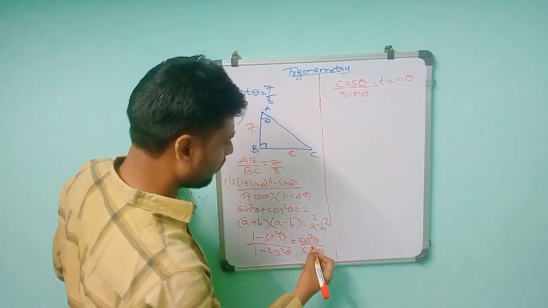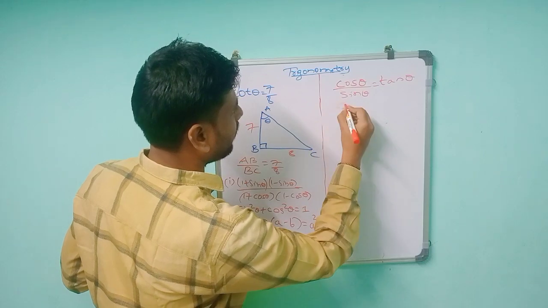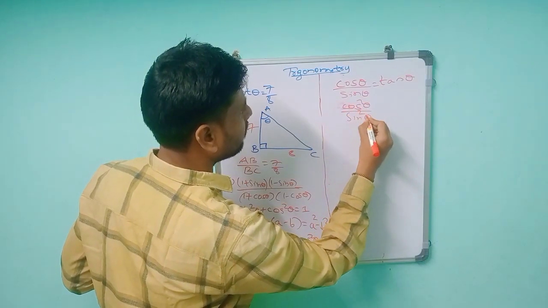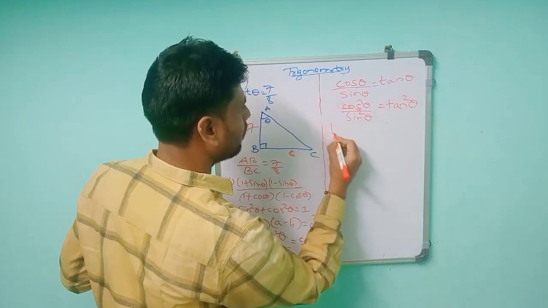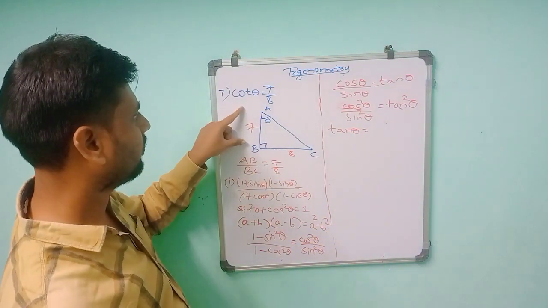So cos by sin is there. Square is there, so divided by square. So cos square theta divided by sin square theta, this is also whole square. It will become tan square theta. So tan theta is opposite by adjacent.